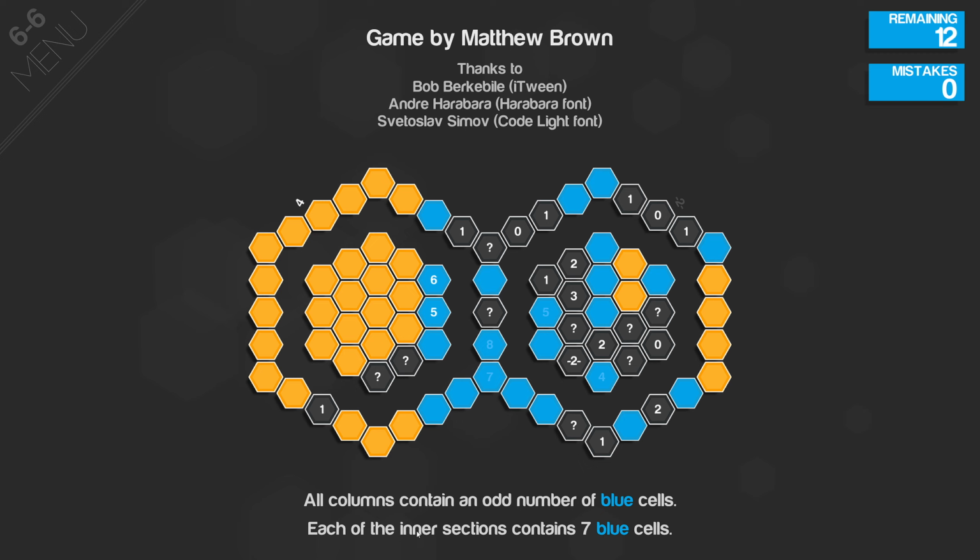Oh wait, each of the inner sections contains 7 blue cells. 1, 2, 3, 4, 5, 6, 7. So we can finish that side. Helps to remember there are other clues. So back over here, the inner section needs 7 blue cells. We currently have 1, 2, 3, 4. This is going to make 2 more blue cells. That's going to be 1, 2, 3, 4, 5. 1, 2, 3, 4.